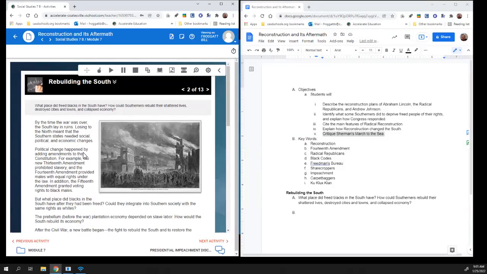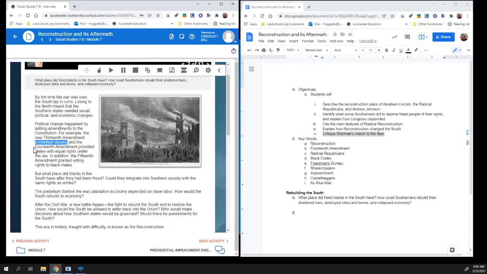Social changes, political change happened by adding amendments. So political changes happened, okay? The 13th Amendment ended slavery. That's a huge one. 13th Amendment ends slavery. Another big one, the 14th. This one provides males with equal rights under the law. So we are all treated equally under the law. You notice the key word here, males, okay?